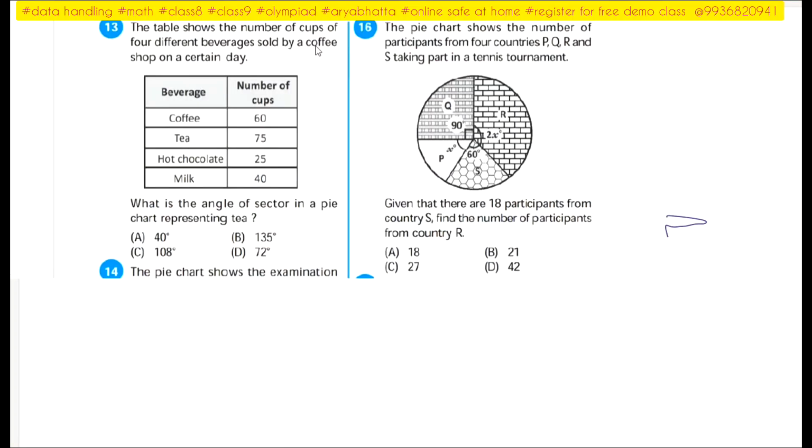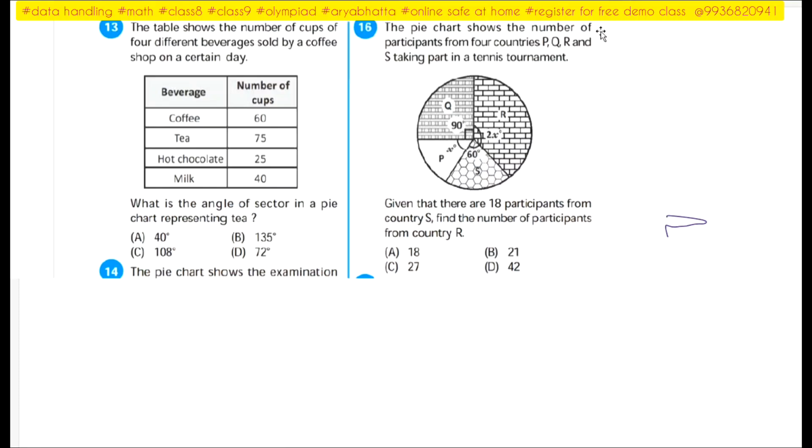See, the table shows the number of cups of 4 different beverages sold by a coffee shop on a certain day. Okay, fine. What is the angle of the sector in the pie chart representing? So the angle is 60. So cup of 4. 135 degrees. 135 degrees? Yes, sir. Okay, next is 16.